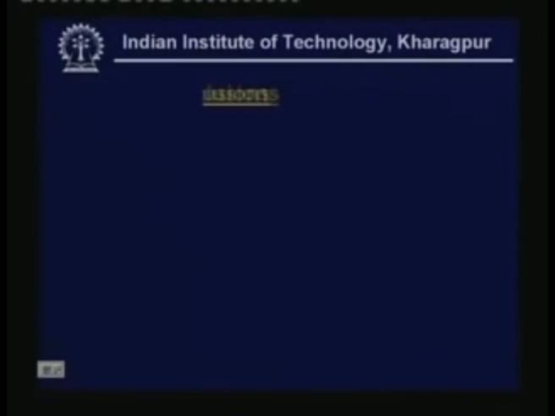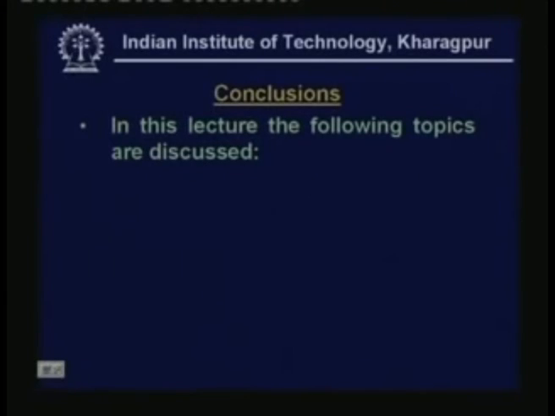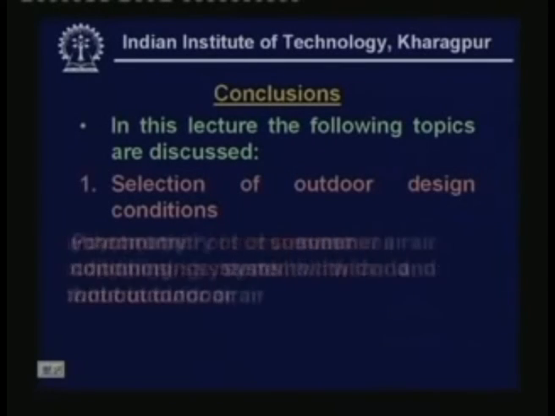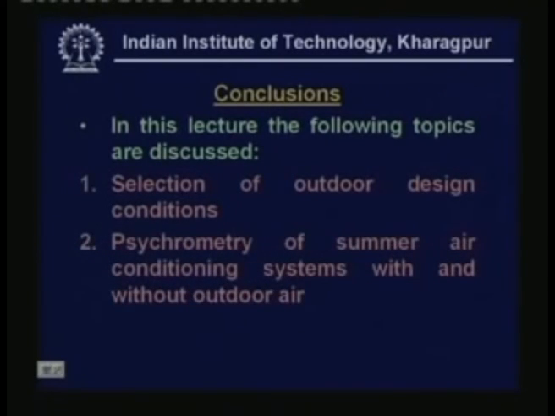Okay. So, at this point I stop it and let us conclude what we have learned in this lecture. In this lecture, the following topics are discussed: selection of outdoor design conditions, psychrometry of summer air conditioning systems with and without outdoor air, and systems with reheat.